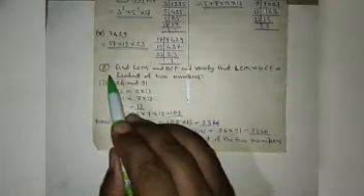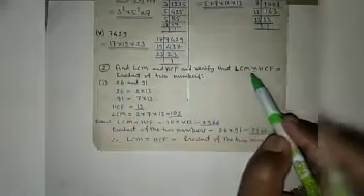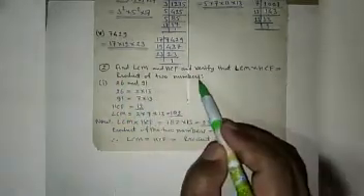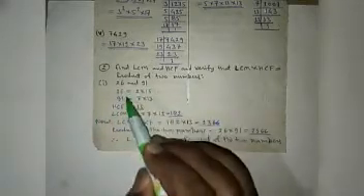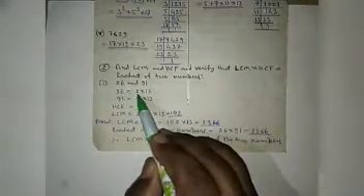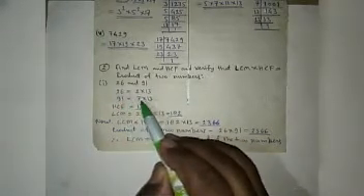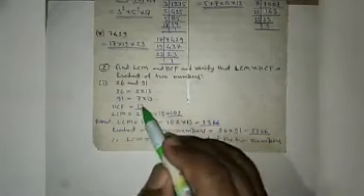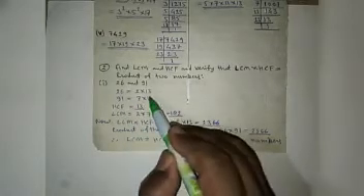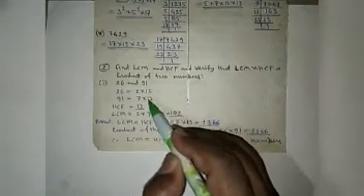Now see question number 2. Find LCM and HCF and verify that LCM into HCF is equal to the product of two numbers. So here in the first part, the numbers are 26 and 91. The factors of 26 are 2 into 13. 91 is equal to 7 into 13. So here the HCF means the common factor. Here the common factor is only 13, which comes in both the numbers.